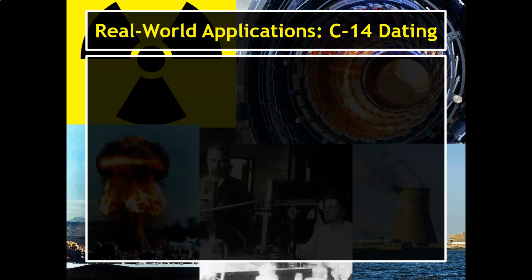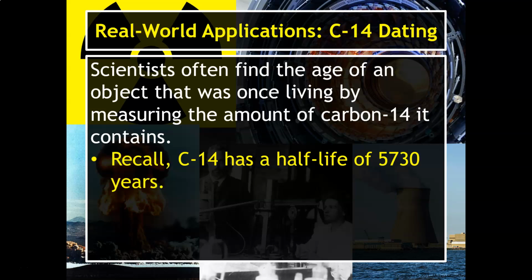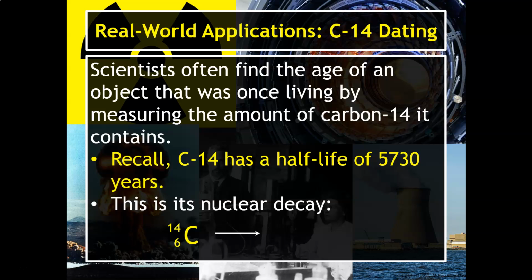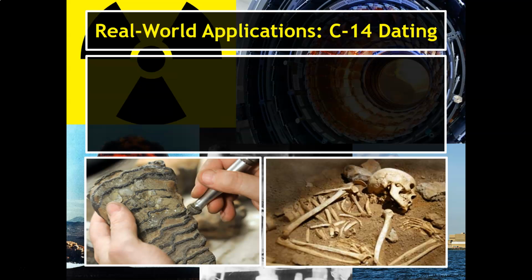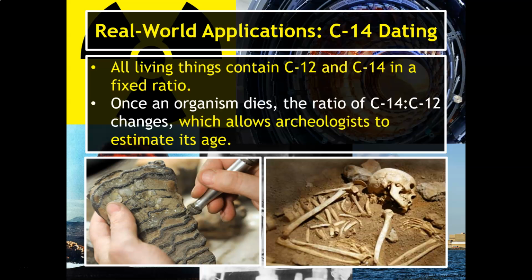Let's talk some more about some real-world applications, like C14 dating. Scientists often find the age of an object that was once living by measuring the amount of carbon-14 that it contains. Recall, C14 has a half-life of 5,730 years. This is its nuclear decay. All living things contain C12 and C14 in a fixed ratio. Therefore, once an organism dies, the ratio of C14 to C12 changes, which allows archaeologists to estimate its age.